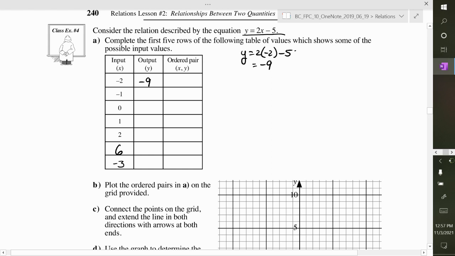I'll do one more, and then you're on your own to finish that table. So, put negative 1 in. What's 2 times negative 1? Negative 2. Minus 5 is? Okay, go. Finish the table, please. You don't have to write it all out. If you can do it in your head, that's fine.